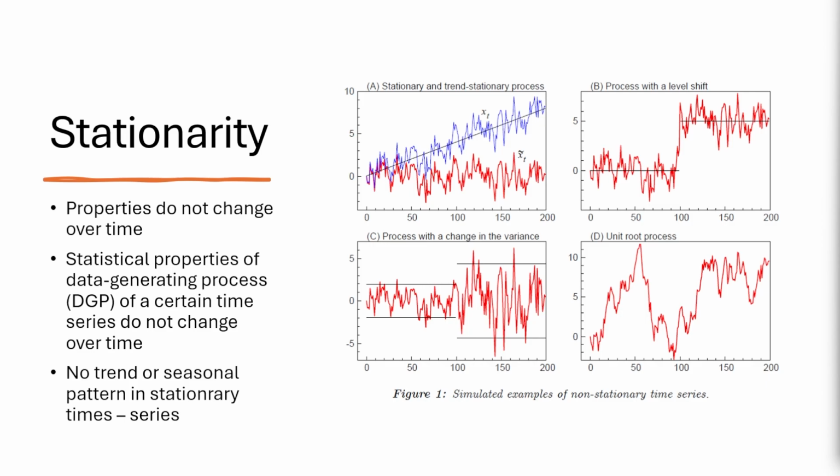We should not be able to see any trend or seasonal patterns in a stationary time series, because if they exist, then it violates the stationarity assumptions. Now there is another concept called the white noise process, which is stationary data, as it does not matter when we observe it, it will always look pretty much the same at any given point of time.